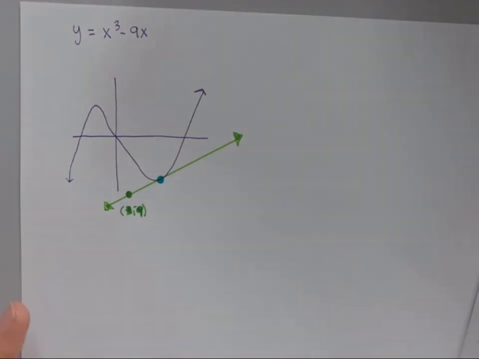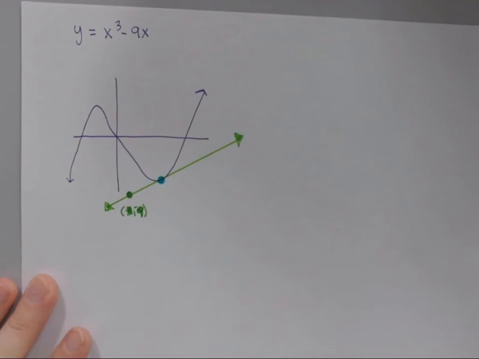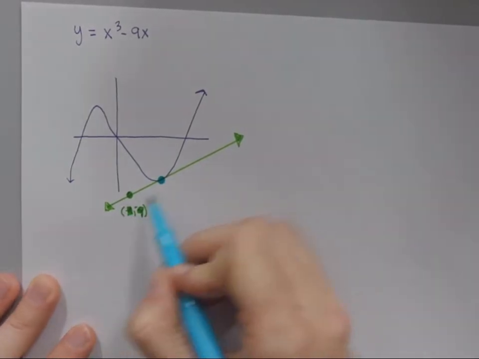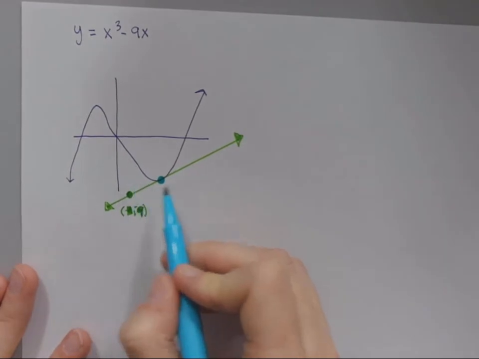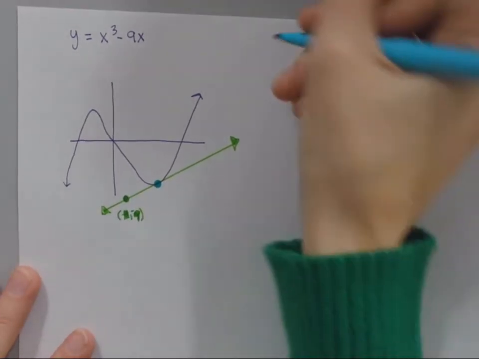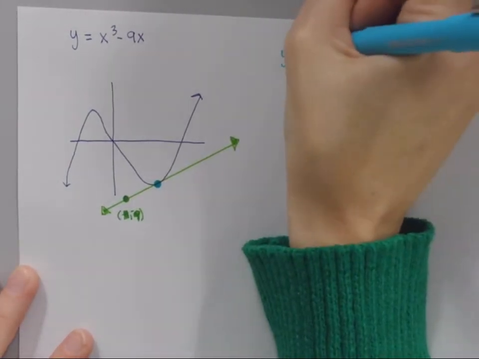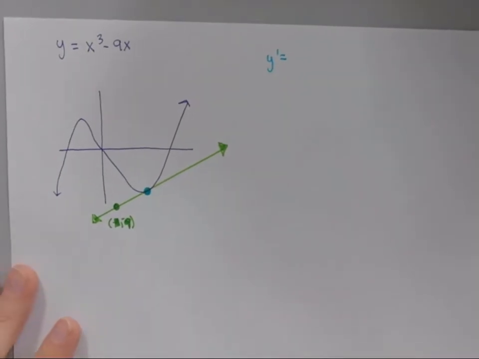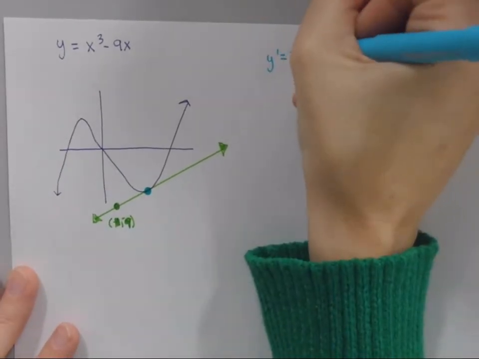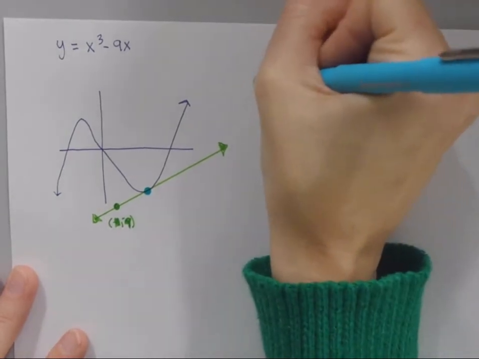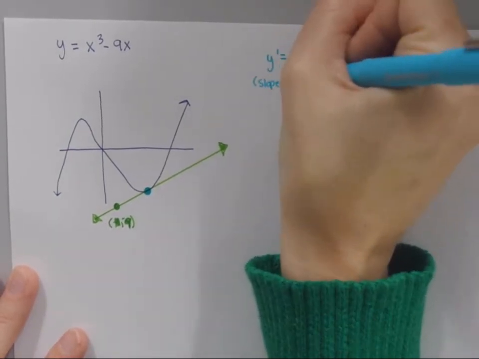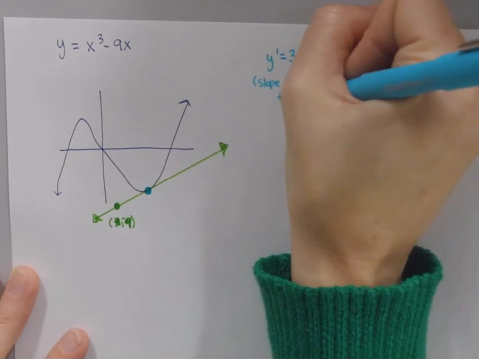The part that's tricky is that we might have to use two different things to find the slope of this tangent line. If we knew this point right here, then we could just take the derivative and plug in x, but we don't know that. So the first thing I'm going to do is write y prime. So y prime is equal to 3x squared minus 9, and again represents the slope of the tangent line.